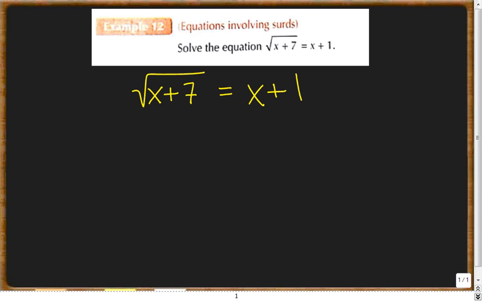But what you want to think is, how can I do that to make my job here easier? What you want to understand is that these two sides are very, very different from each other. This side here is one term. This side here is two terms. Now you may be like, well, what does that matter?